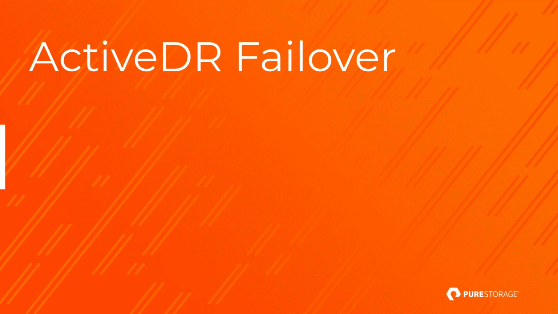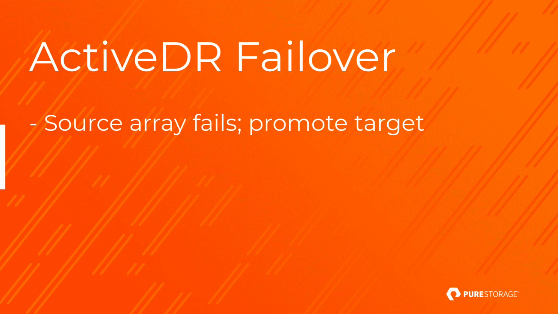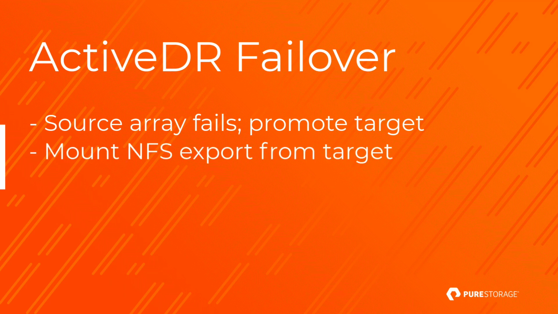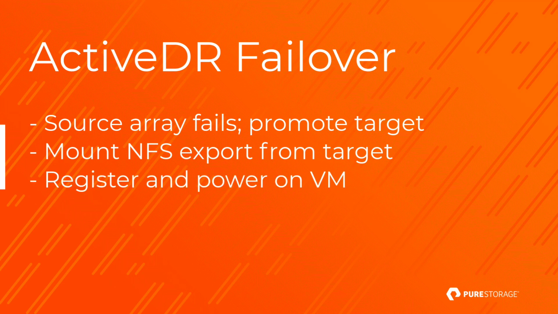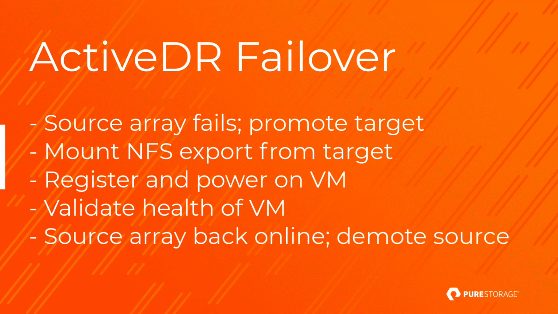So next, we're going to do an ActiveDR failover. The source array, in this case, failed. We're going to promote the target array. We're going to mount the NFS export from the target array to vSphere. We're going to register and power on our production VMs on the target side. We're going to validate the health of those VMs. And once the source array comes back online, we're going to demote it and clean up those objects.